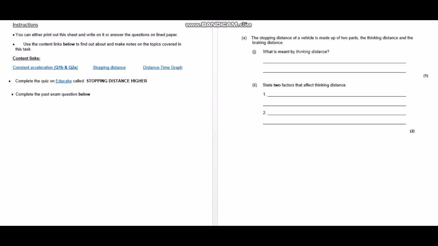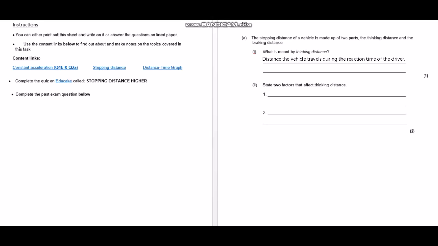So the first question: the stopping distance of a vehicle is made up of two parts, the thinking distance and the braking distance. What is meant by thinking distance? So thinking distance is the distance the vehicle travels during the reaction time of the driver, or it's the distance the vehicle travels whilst the driver reacts.